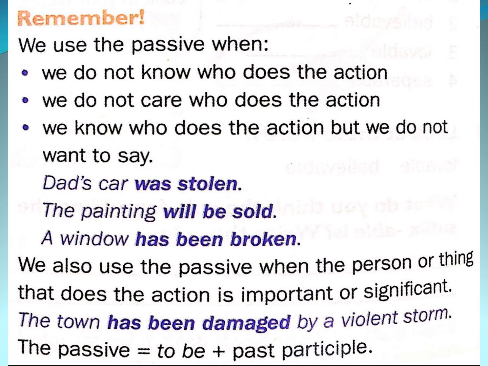There is an important note we have to take into consideration. We also use the passive when the person or thing that does the action is important or significant. The town has been damaged by a violent storm. The passive here equals verb to be plus past participle.